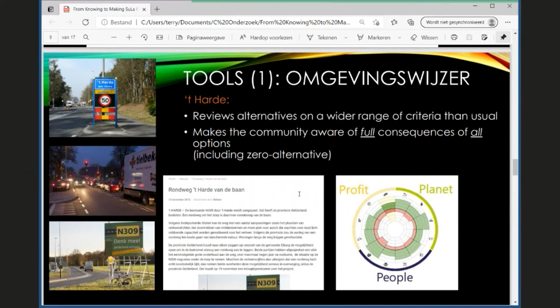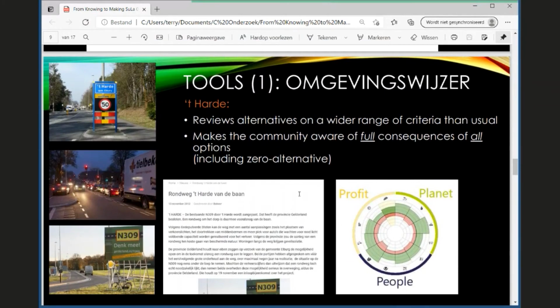De omgevingswijzer, the environmental scan, was used, for instance, in the village of Het Harde. And at the time, they had this traffic problem, and the first thought was a bypass. But the province was so smart to say, hey, let's look at all the options, and let's review these options in a much more complete way than just, do we like it? Because that's not a criterion. We replace it by this scan saying, would it be good for the planet? Would it be good for energy use? Would it be good for nature? Would it be good for a lot of facets of the planet? And then for people, would it be good for the people? Would it be good for health? Would it be good for sound? Would it be aesthetically pleasing? And then also for the businesses, like would it be good for the local commerce? And each option was ranked on this diagram.